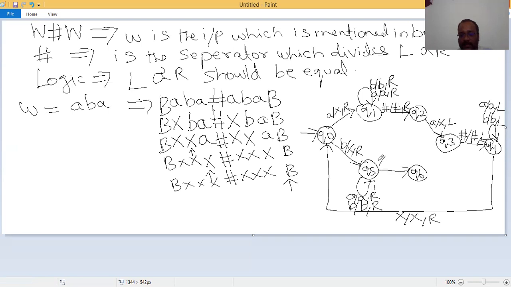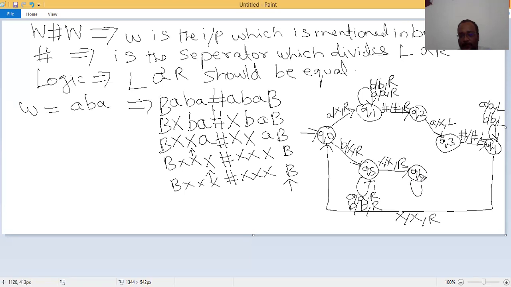So mention this hash as it is and move to the right hand side. Okay, so up to when do you have to move to the right hand side? Until reaching the first B. So what is the element after hash? You are having X.